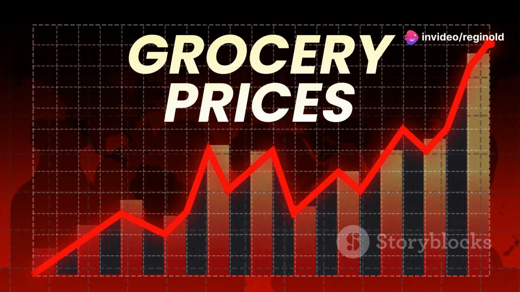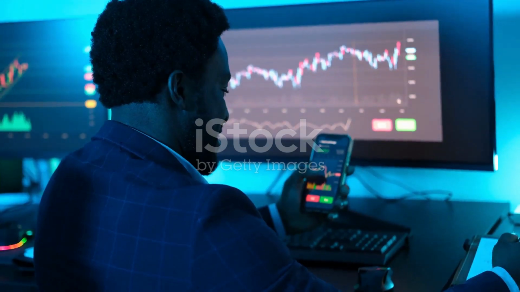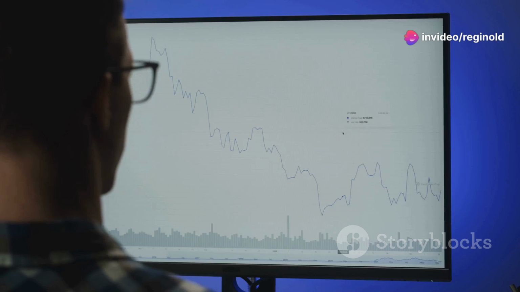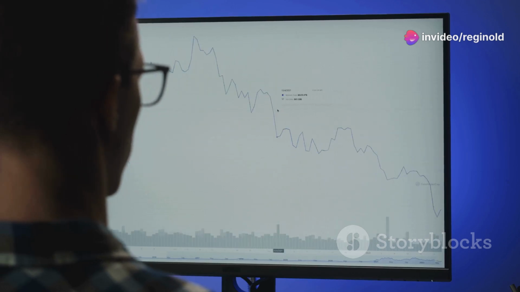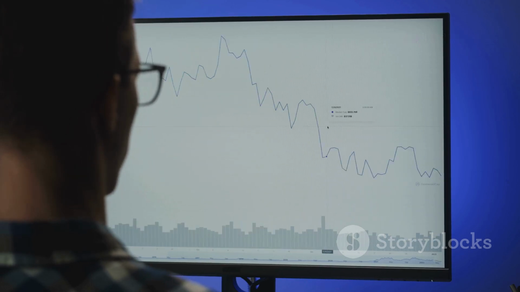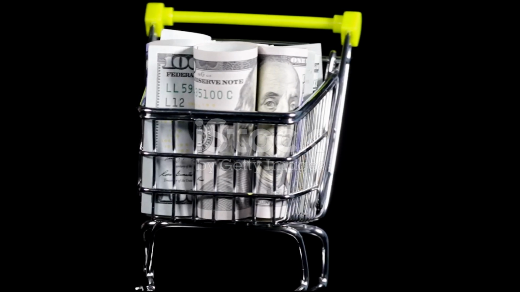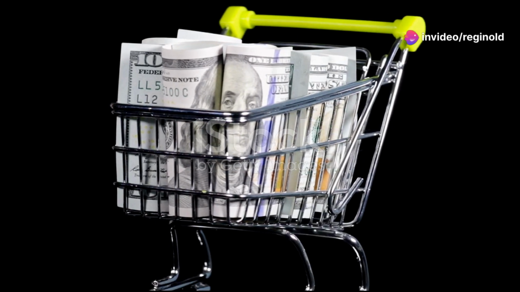Inflation, in its simplest terms, refers to a general increase in the prices of goods and services within an economy over a period of time. This economic phenomenon is typically measured by tracking the changes in the price level of a basket of consumer goods and services, often referred to as the Consumer Price Index, or CPI.